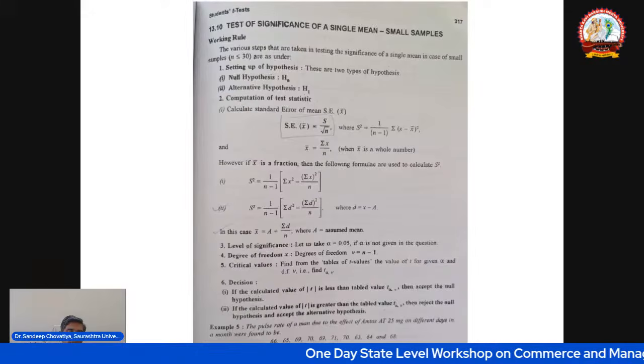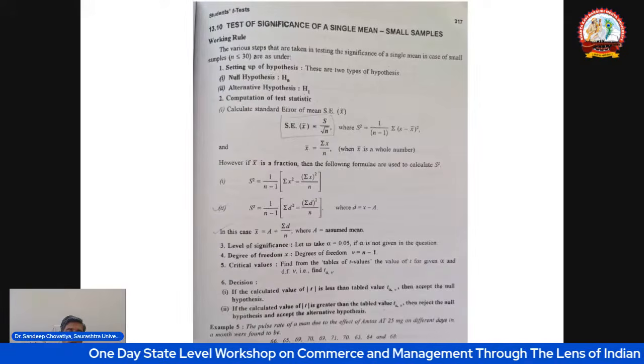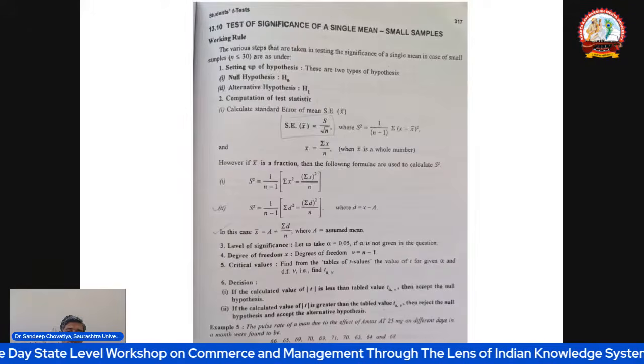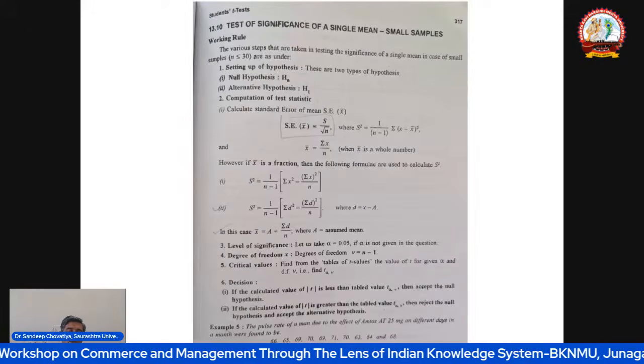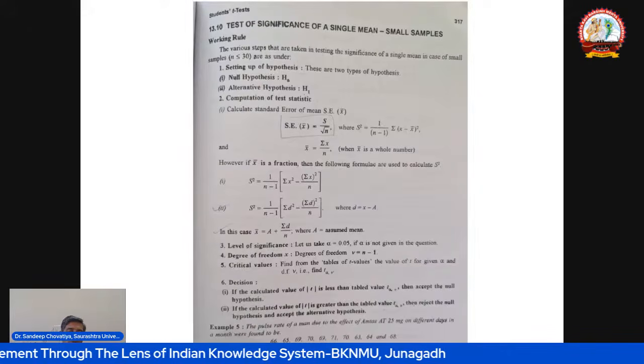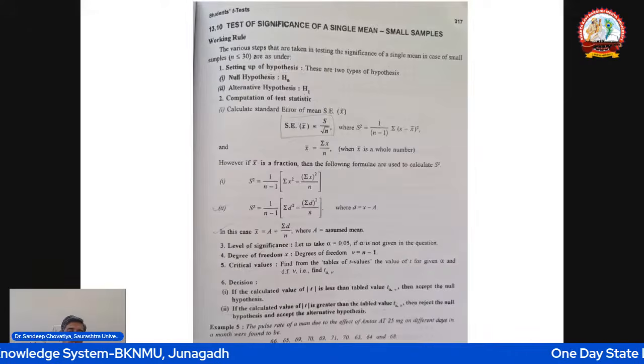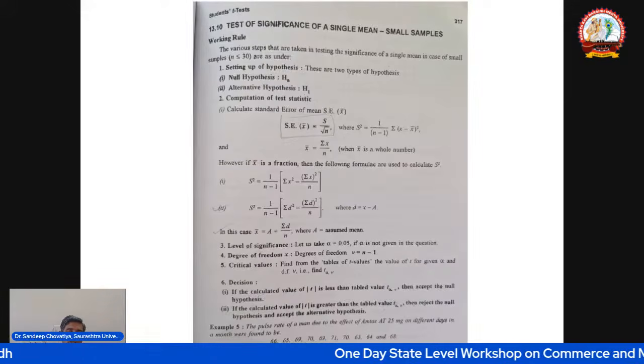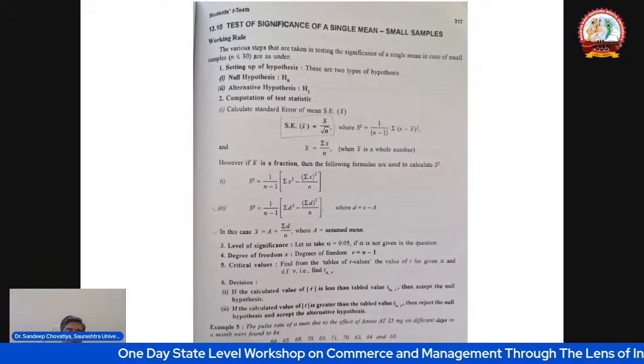Then, number three, we find the level of significance, alpha, at 0.05 if it is not given in the question. Degree of freedom, v is equal to n minus 1. This we discussed during the earlier lecture. Degree of freedom is n minus 1. The critical value is found from the table of t values.